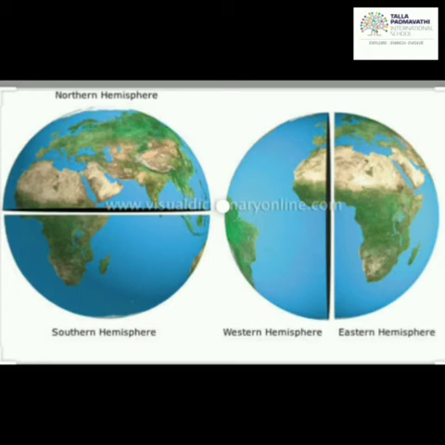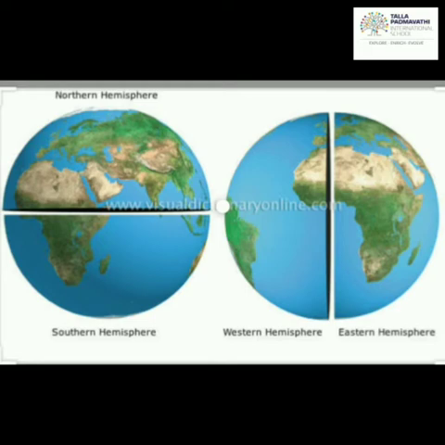So as you noticed on the globe, you can see the line in the center of the globe, that is called the equator. The earth is divided with a central line, the equator, which divides the earth into two equal halves. Those two equal halves are called hemispheres.